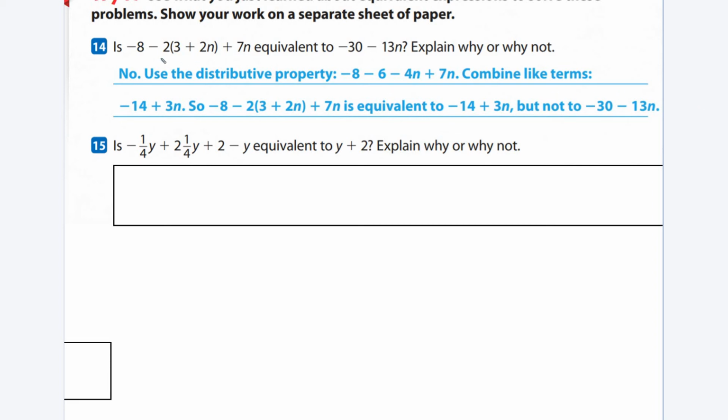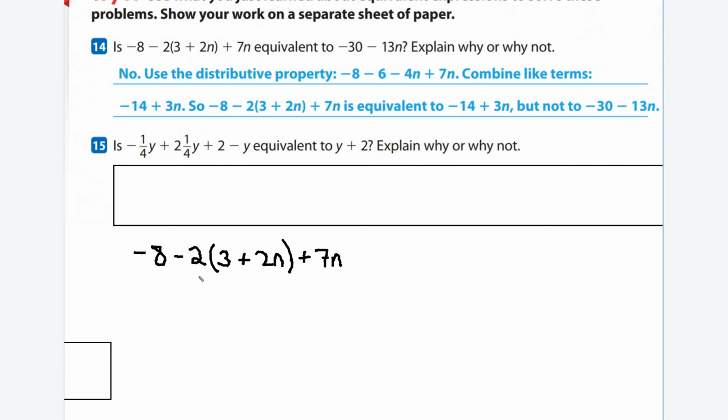So let's do this out. Okay, I'm going to rewrite the problem here, step by step. Okay, and the way I read it, obviously, is not the way you should read this. You should always read this in the order of operations. You should say 3 plus 2n times negative 2. Okay. You could say plus 7n minus 8, or you can say 3 plus 2n times negative 2 minus 8 plus 7n. Alright, let's see what we got here.